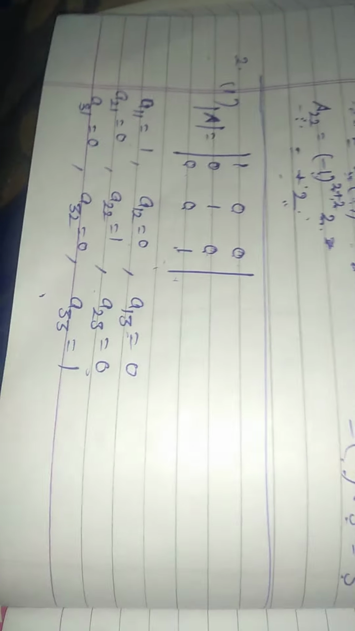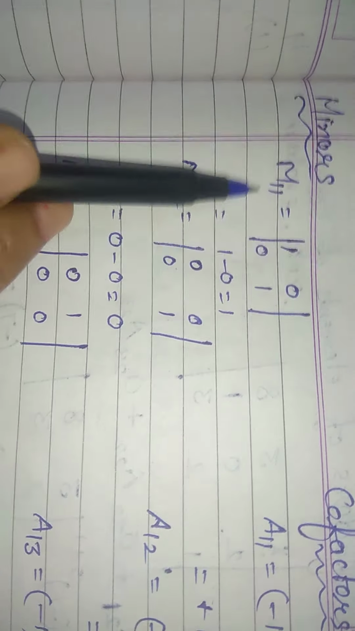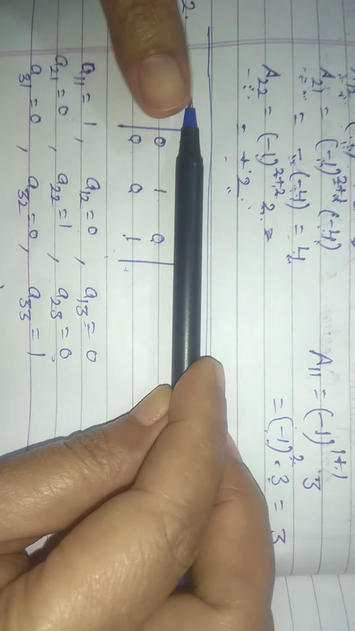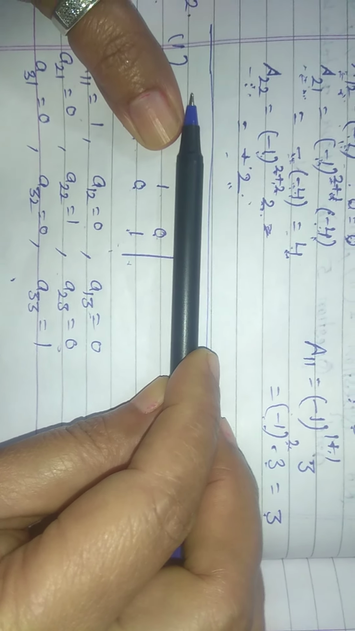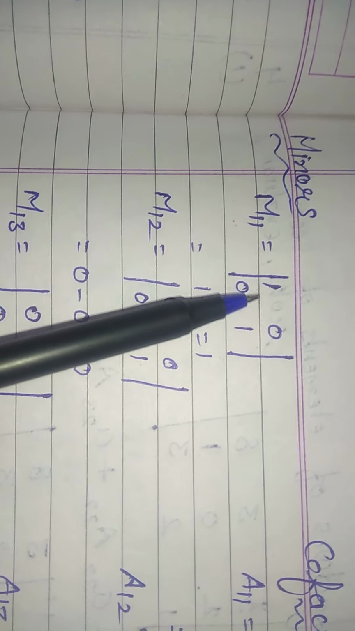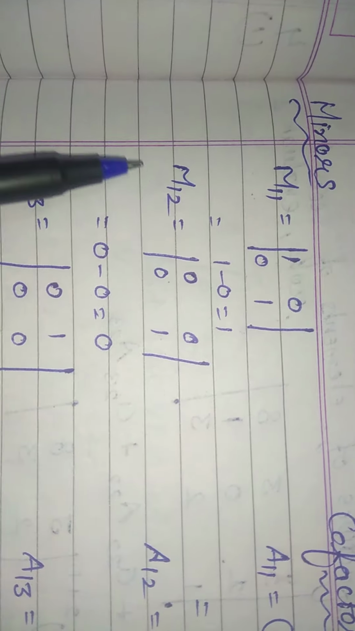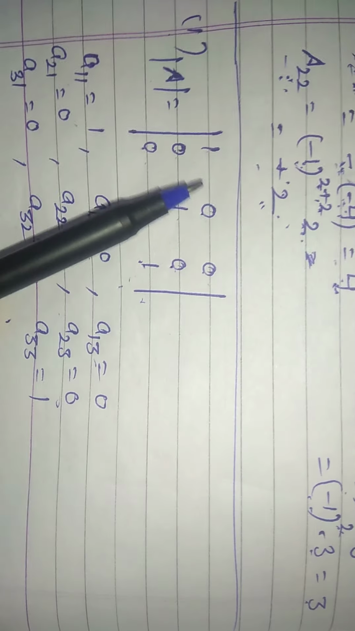How will you find the minors? Same as before. M11 is the minor of A11. How will you find the minor of this? Leave the related row and column elements, and what is left? 1 0, 0 1. So 1 into 1 minus 0, and the answer is 1. Then we will find M12, the minor of A12. How will you find the minor of this element?